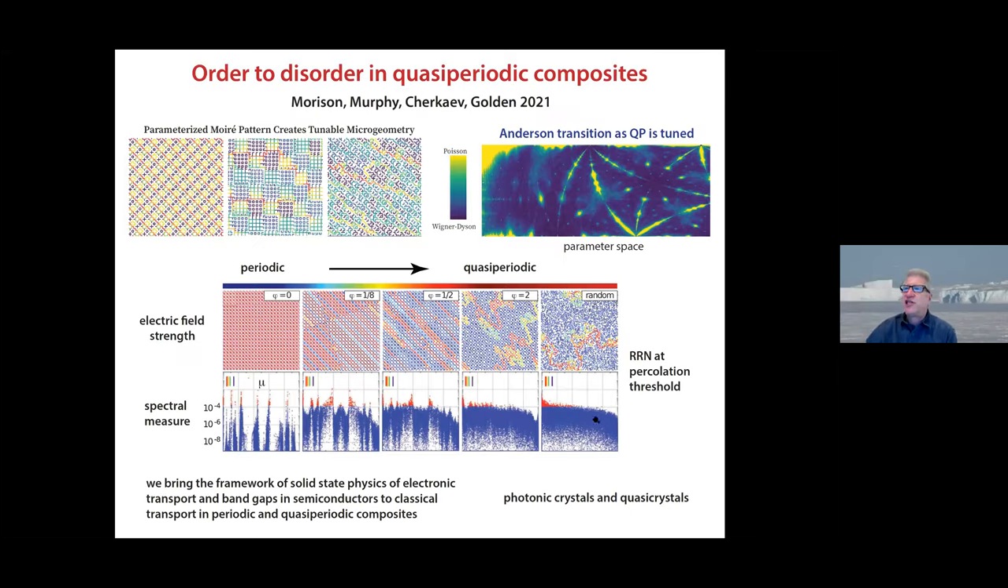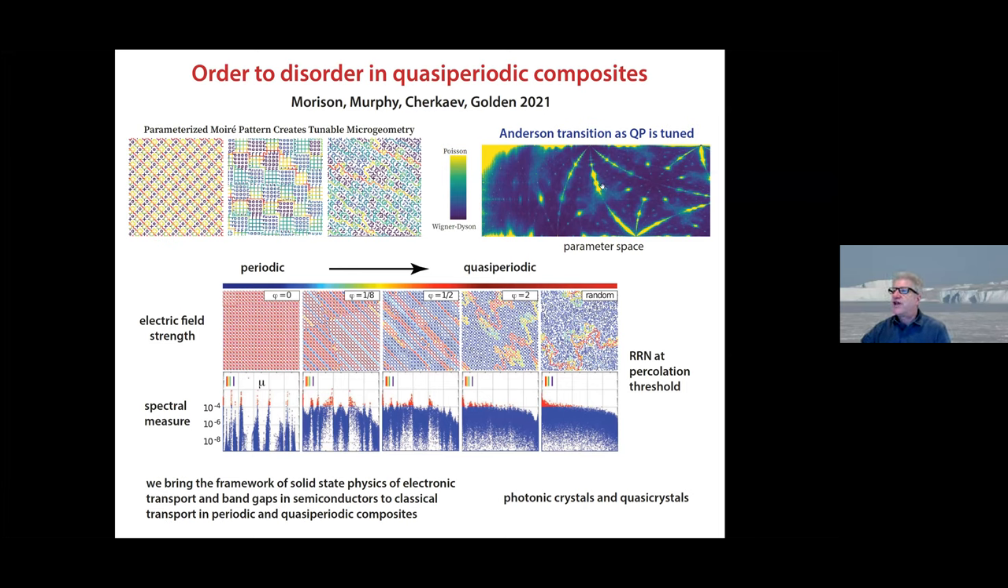So this brilliant PhD student, David Morrison, constructed these moiré patterns where you twist patterns, and you can get this wild variety of materials, and we see another Anderson transition. So this is like periodic, less periodic, but we converge through only a 2-degree change in the twist angle of this moiré pattern. We get this incredible transition from periodic band gaps to behavior just like a completely random disordered material in the random resistor network at its percolation threshold. And this is the parameter space.